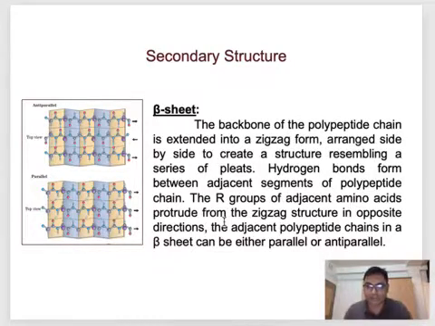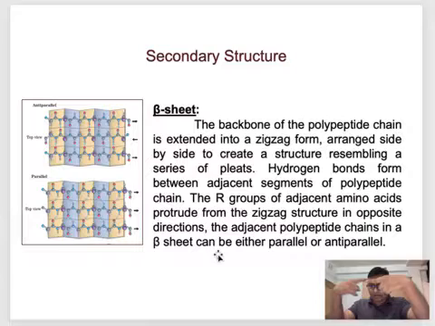Okay, opposite direction. And the adjacent polypeptide chains in a beta sheet can be either parallel or anti-parallel.